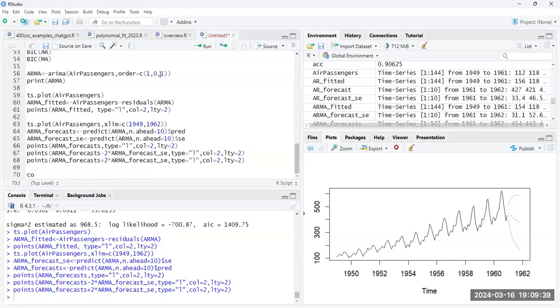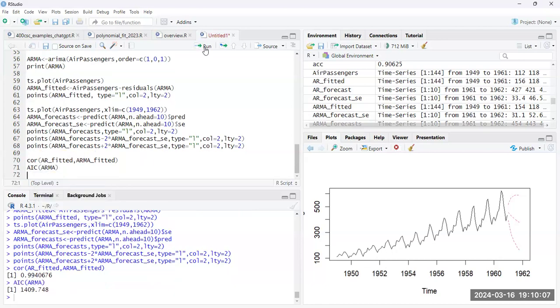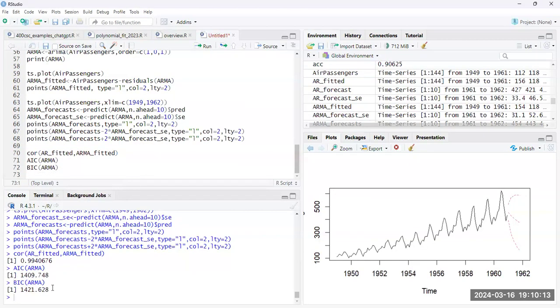And again, we can look at the correlation. Our previous best model was the ARIMA only, and we can compare this to the ARIMA plus autoregression. So that's a 99%. So it's really doing a good job following the autoregression model. And then again, we can look at the AIC and the BIC. And they both appear to have come down since the ARIMA model only.